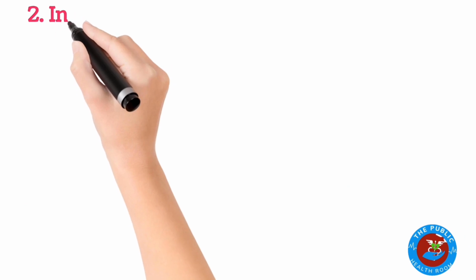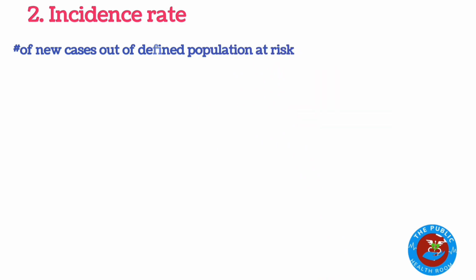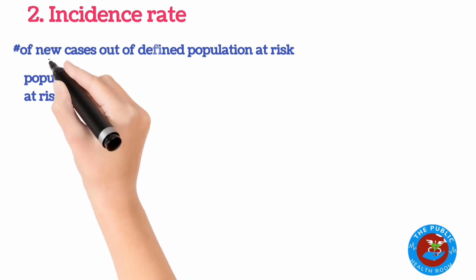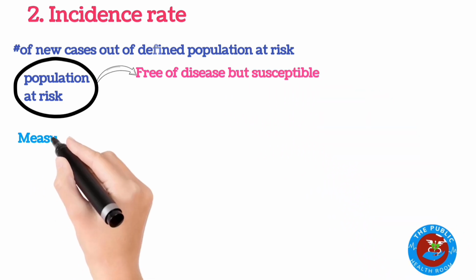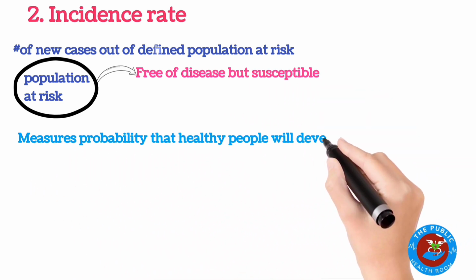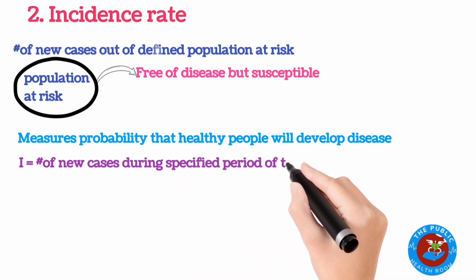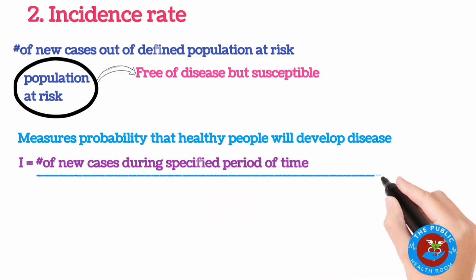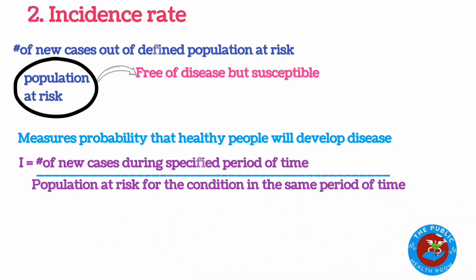Incidence rate measures the number of new cases of disease out of a defined population at risk within a specified period of time. Population at risk are individuals in a population who are free of the condition or disease, but susceptible to it. It will tell us the probability that healthy people will develop a disease during the specified time. It measures risk, calculated by the formula: number of new cases over a specified period of time over population at risk for the condition during the same time period, multiplied by 1,000.